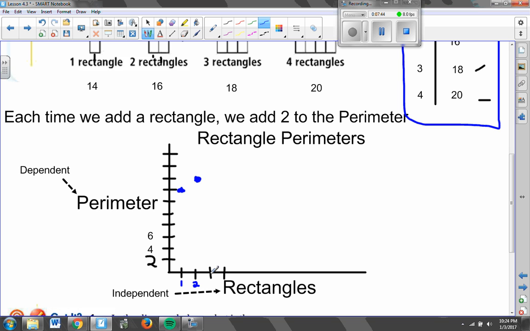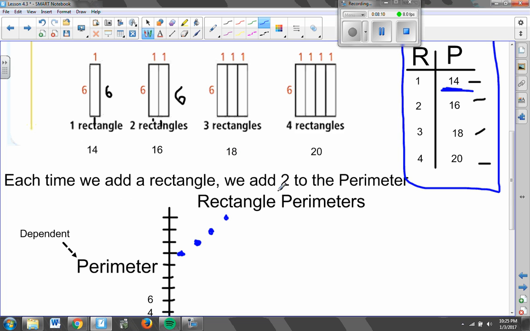Okay, and then at 3 rectangles, I should be up at 18. 2, 4, 6, 8, 10, 12, 14, 16, 18 right here. And obviously 4 rectangles means 20 right up top. So this set of points right here is the graph, the r and the p coordinates for these different shapes or these different pictures here for me.